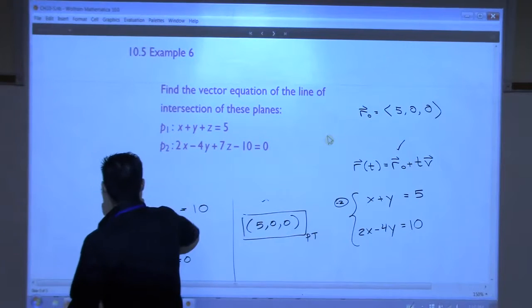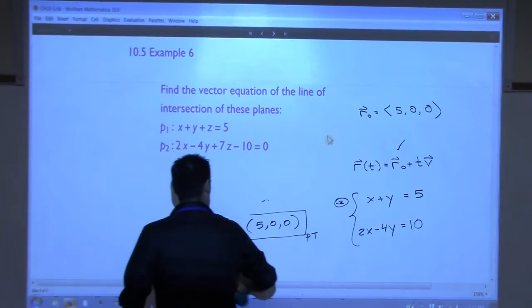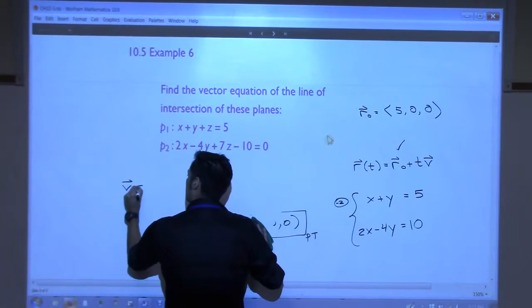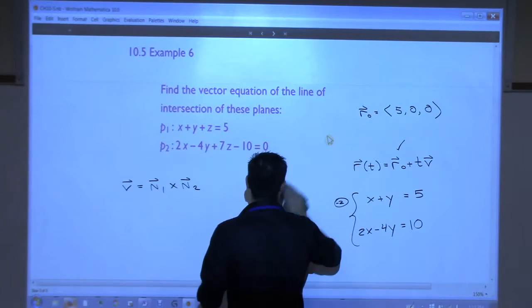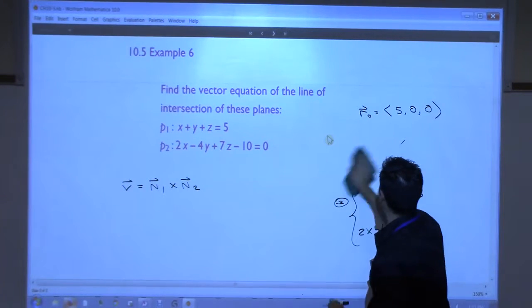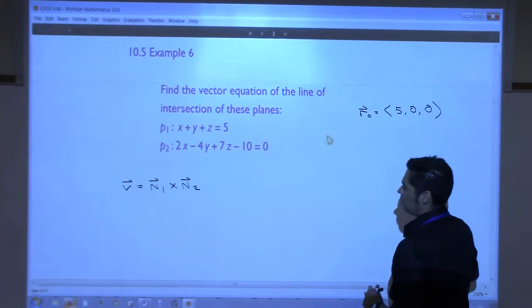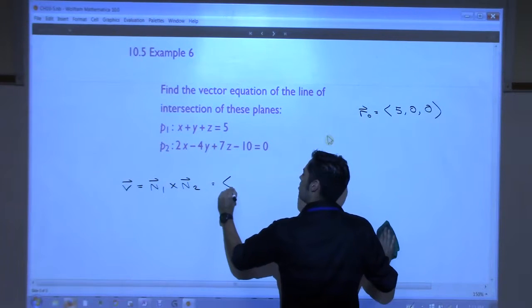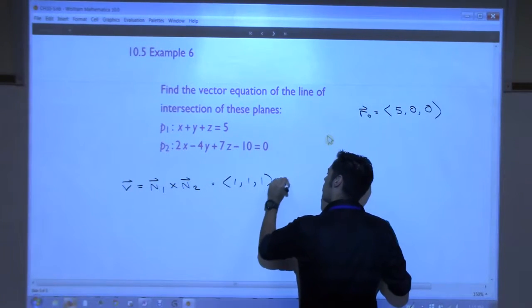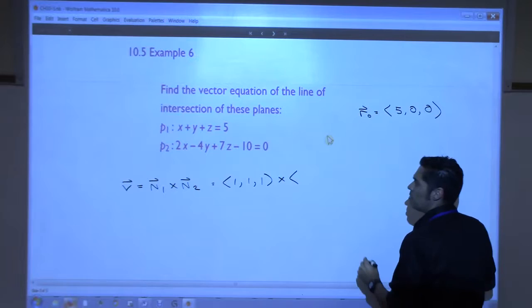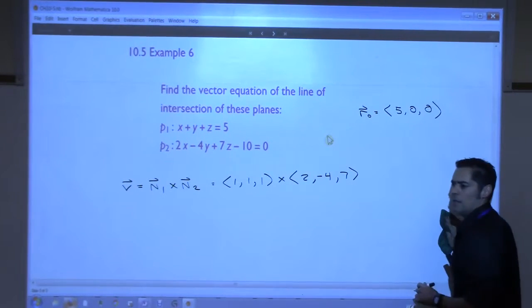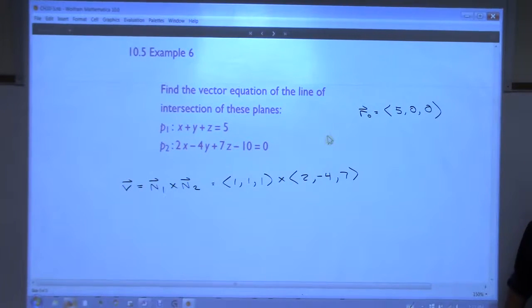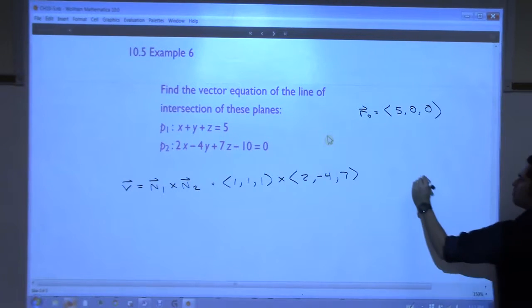So first part's done. Next part is to find V. V will be equal to the normal of the first plane crossed with the normal of the second plane. What is the normal of the first plane here? 1, 1, 1. Cross that with the normal of the second plane, which is 2, negative 4, 7. And then we do the cross product, right? I'm going to do that cross product over here.